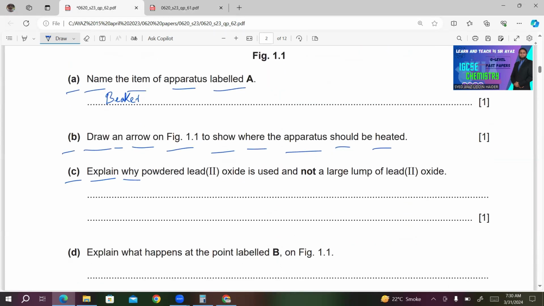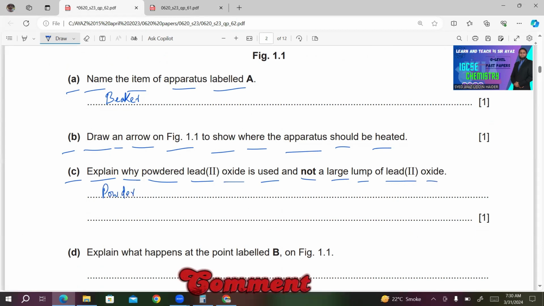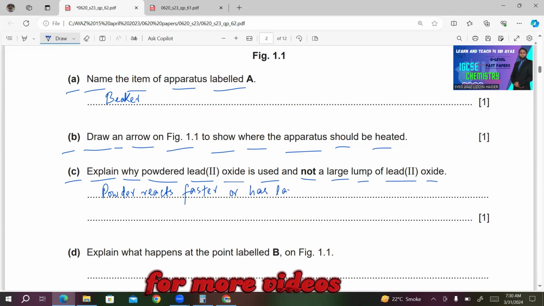C, explain why powdered lead oxide is used and not a large lump of lead oxide. Definitely powder reacts faster because it has large surface area. Powder reacts faster, or has large surface area.